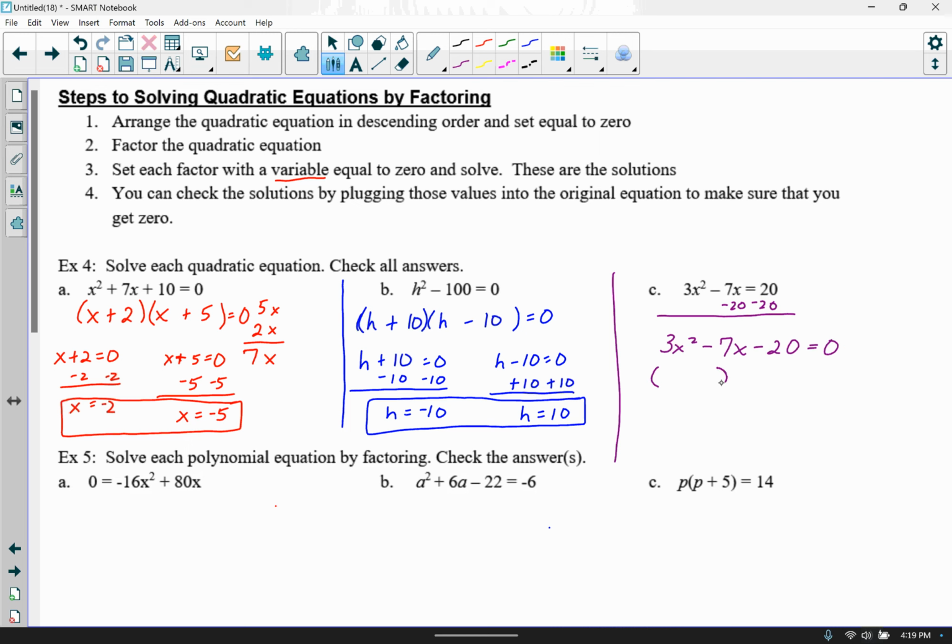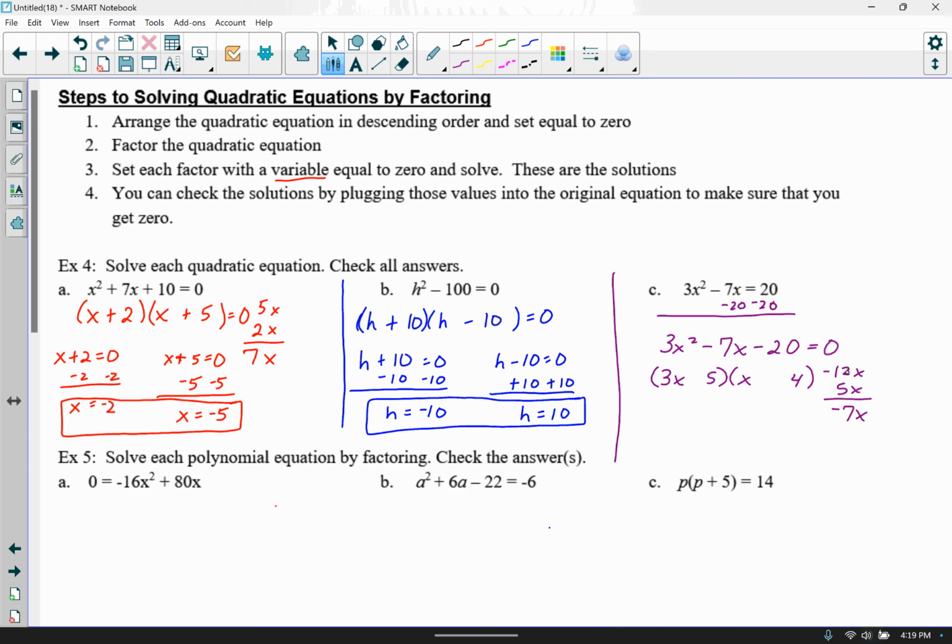Now I'm ready to go to my guess and check. It's three terms, right? So the only way to multiply to give you 3x squared is 3x times x. Most common way to multiply to give you 20 is 4 times 5, so let's put the 4 in the back and 5 in the front. On the outside I've got 12x, inside I've got 5x. My goal this time is a negative 7x. I can get that, but I'd have to make what negative?